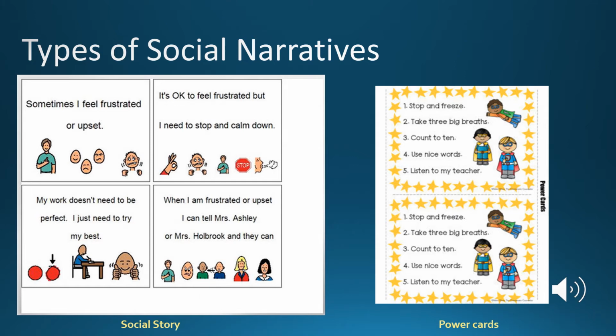There are 6 different types of interventions that could be used as social narratives. They are social stories, social scripts, cartooning, comic strip conversations, power cards, and social autopsies. They all have the same goal, and that is to display a target behavior or skill, just in slightly different ways. There are 2 examples on this slide. On the left is social stories, and the right is power cards.